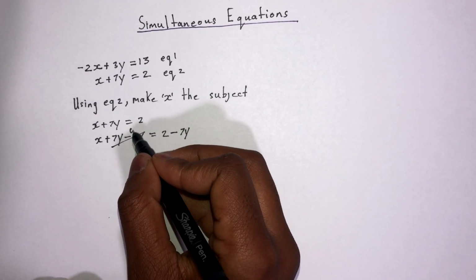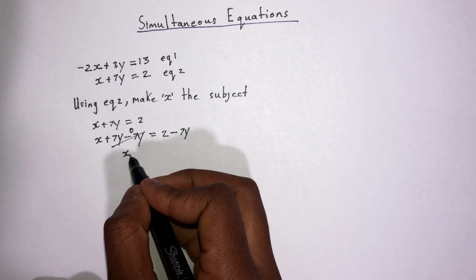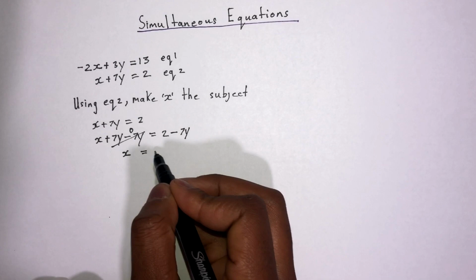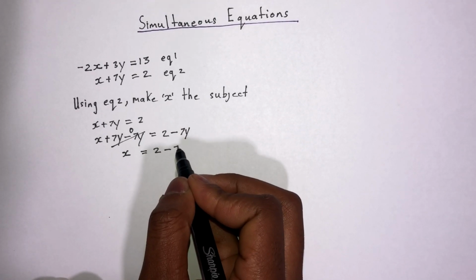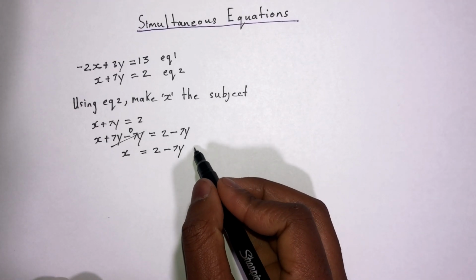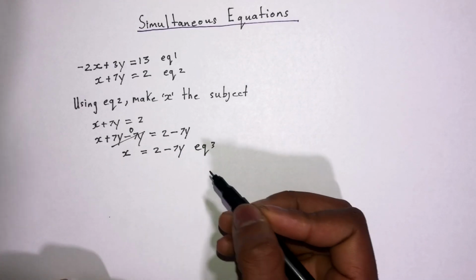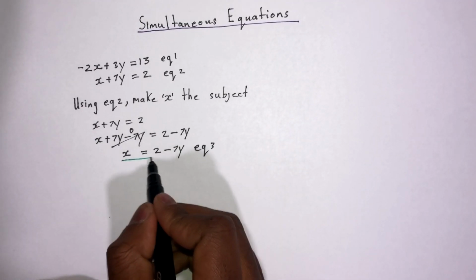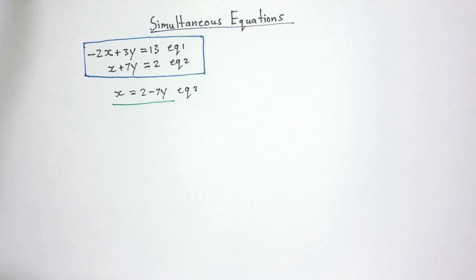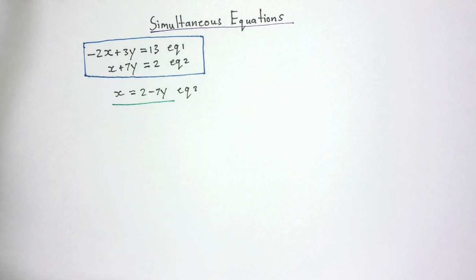This leaves us with 0. So we have x equals 2 minus 7y. And we're going to call this our equation number 3. Now, we're going to substitute equation 3 into equation 1 and solve for y.